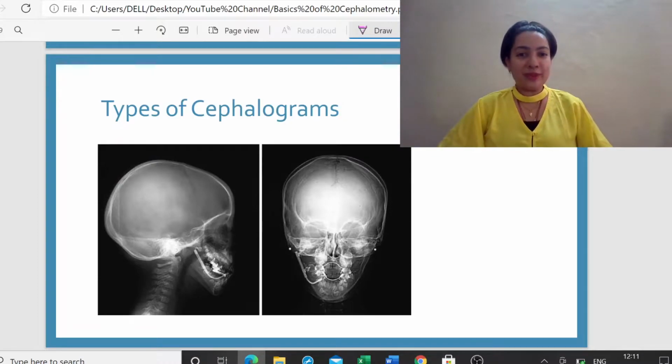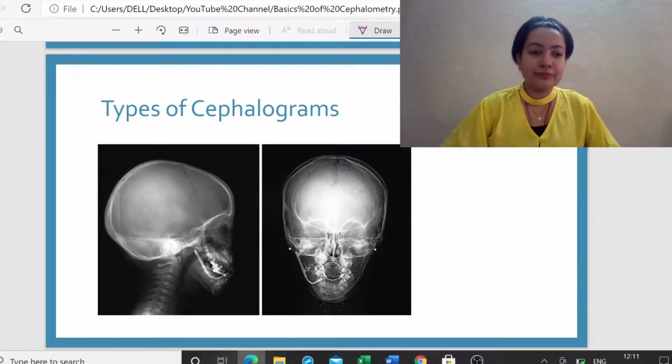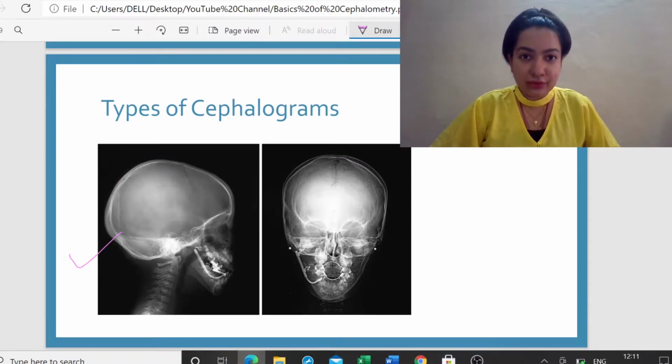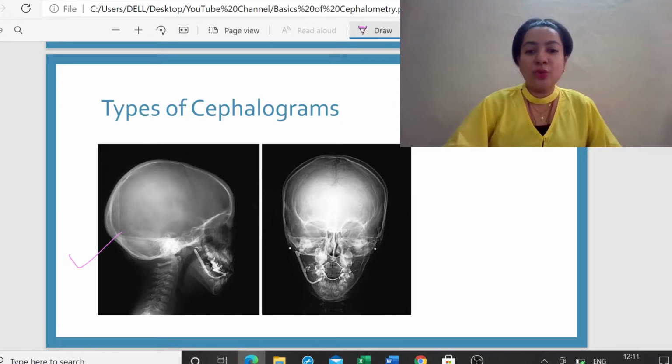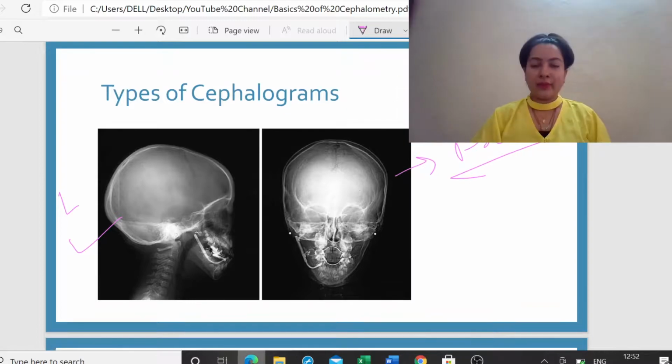So there are two types of cephalogram, frontal cephalogram and lateral cephalogram. The first figure which you see here is of a lateral cephalogram, because the lateral portion of the skull or the head or the dentofacial structure can be seen, and the second one over here is your frontal cephalogram. Okay, so cephalograms are of two types, lateral and frontal. Most commonly what we do in all the patients are lateral cephalograms.